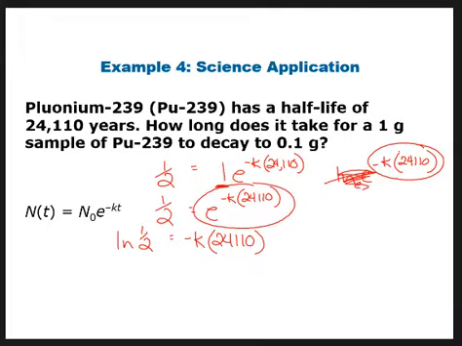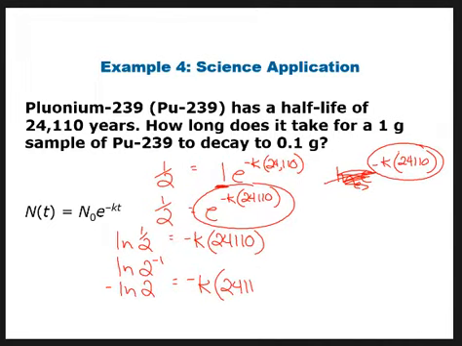Now what I'm going to do here to make things a little bit easier to work with is I'm actually going to say that the natural log of 1/2 is the same as the natural log of 2 to the negative 1. You don't have to do it that way. Essentially you could use your calculator here at the end if you really want to. But what that allows me to do is to bring that negative out front and say I have negative natural log of 2 equals all this stuff. And then if I divide this over, I can figure out what K is.